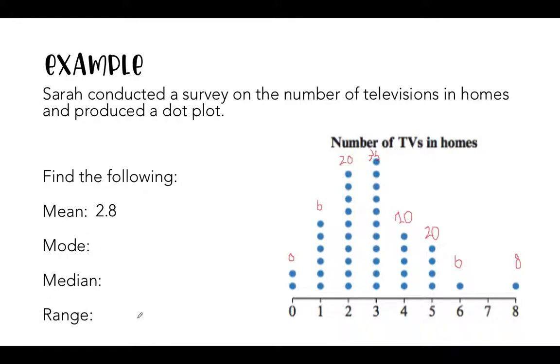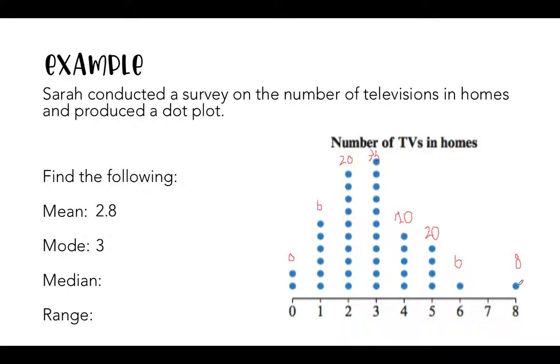Now, let's go to the mode. The most common number here is very easy to tell because it's the highest column, so 3. Then we're going to find the median. We're going to add all the dots together, or see how many dots there are. 1, 2, 3, 4, 5, 6, 7, 8. That's 18, 29, 30, 31, 32, 33, 34, 35, 36, 37, 38, 39, 40.